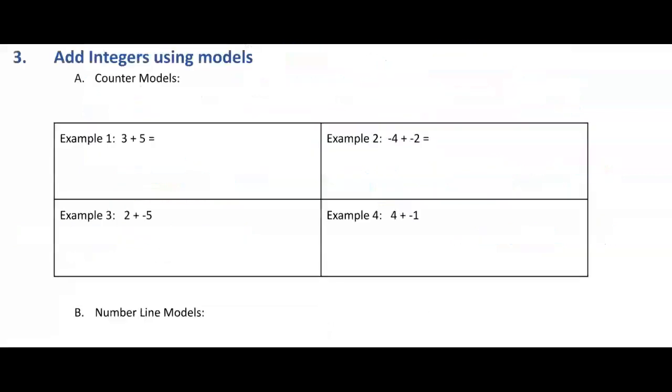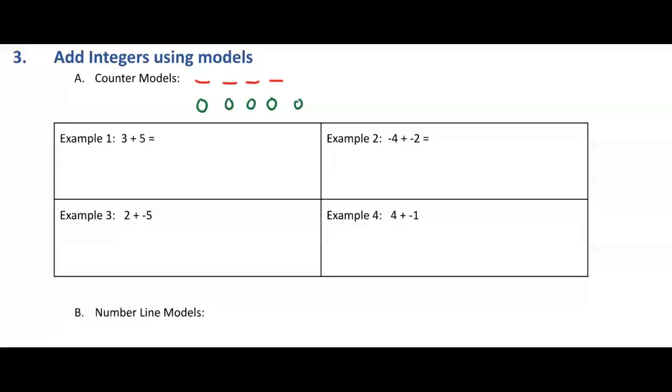All right, for objective number 3, we're going to add integers using models. The first kind of model we're going to use is counter models. I recommend for written models that you do the following. Use minus signs for each negative integer that we are adding. And then I actually recommend using circles for each positive integer. And I'm going to show why in a moment.